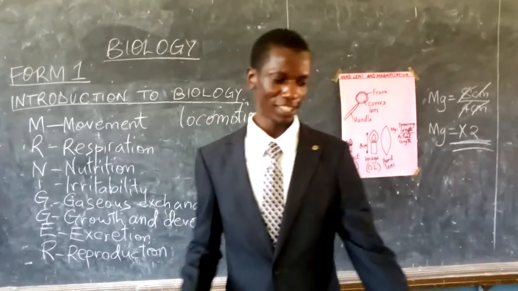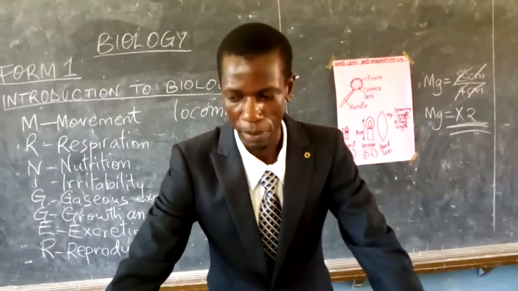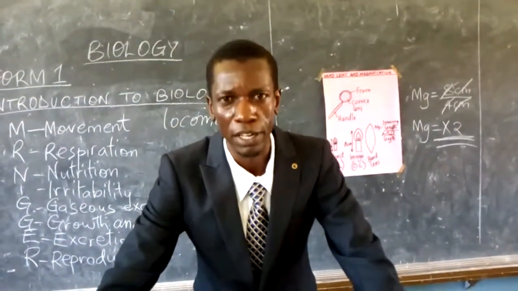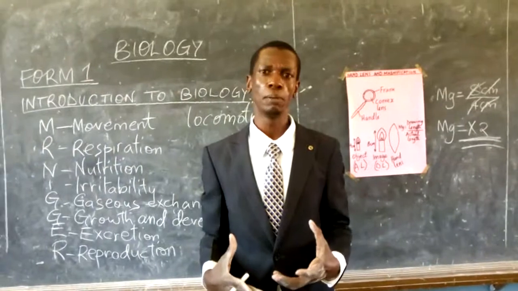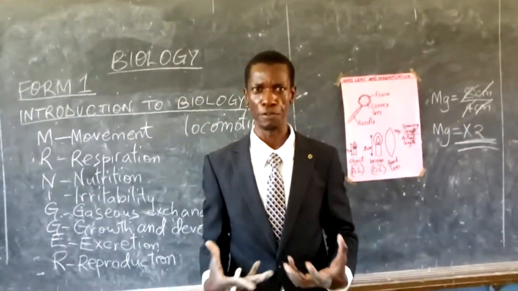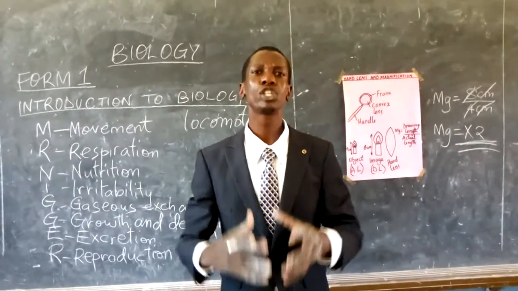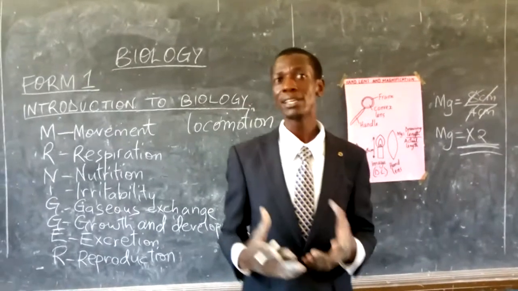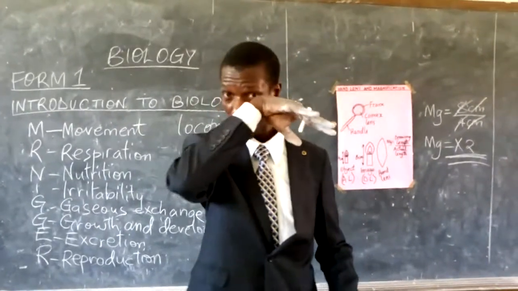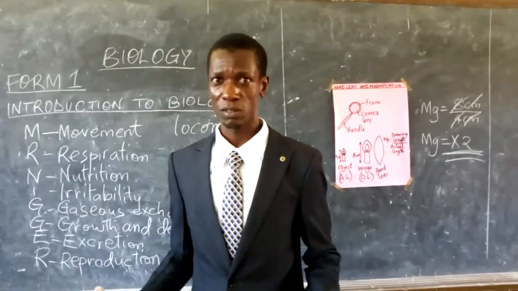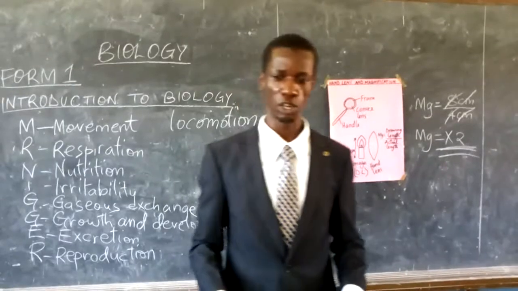Then let us have a glance at something else, whereby we are going to look at the collection of specimens. During collection of specimens, there are some specimens which can be quite injurious to the biologist who is going to collect them from the field, and therefore we need to have extreme care and precaution that will prevent us from being injured by those specimens that we are collecting. They include some dangerous insects such as ants, mosquitoes, among others, and even some other plants like the stinging nettle.